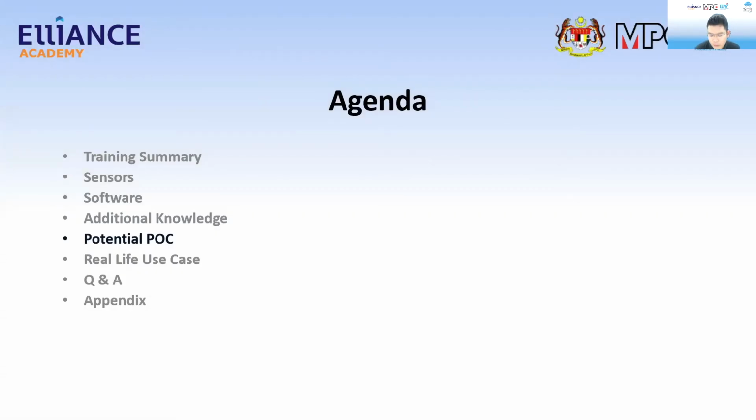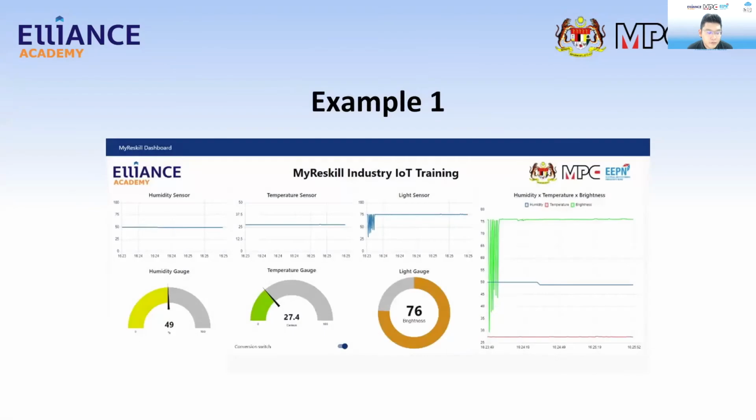All right. So we go to the potential POC. So for example, this is the dashboard that we created. So you can see we have the logo. We have the label, and then we have our humidity sensor, temperature sensor, and also light sensor. And then we have different gauges. We have a gauge, and then we have a donut, and then on the right side we have a multiple line chart which consists of humidity, temperature, and brightness.